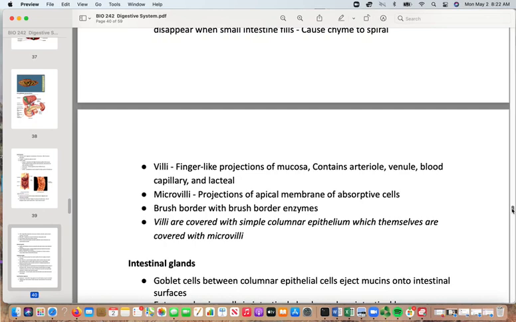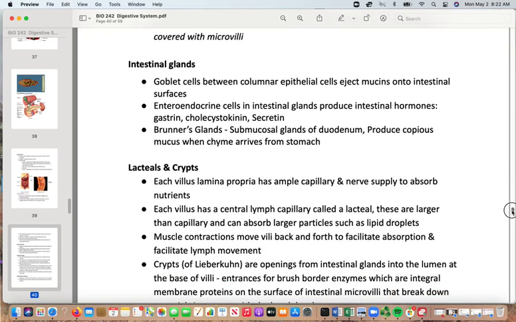So you've got villi, which are little folds, and you've got folds on the folds. We'll have the brush border with brush border enzymes, and then the villi are covered with simple columnar epithelium that are going to have microvilli. So for the glands, you've got goblet cells that are between the columnar epithelial cells that will secrete mucins. The enteroendocrine cells, they're going to produce some of the intestinal hormones like gastrin, cholecystokinin, and secretin. And Brunner's glands, they're going to produce more mucus when the chyme arrives from the stomach.